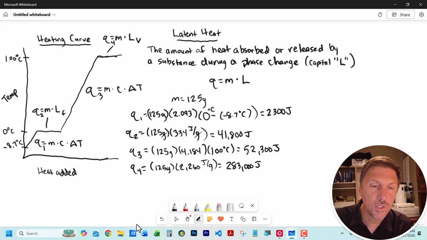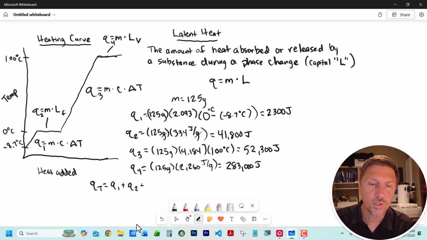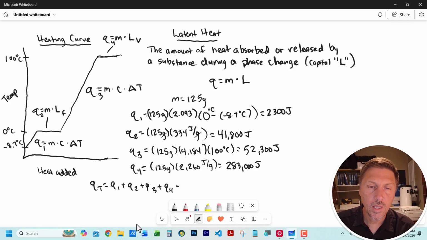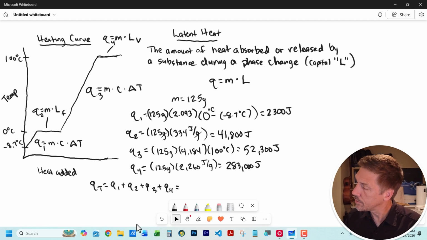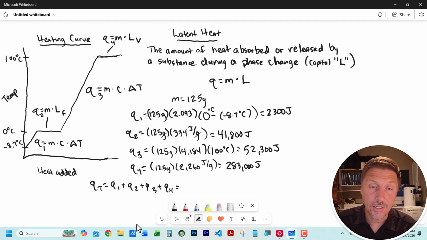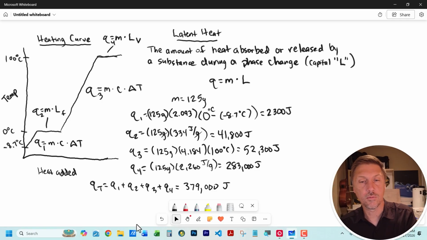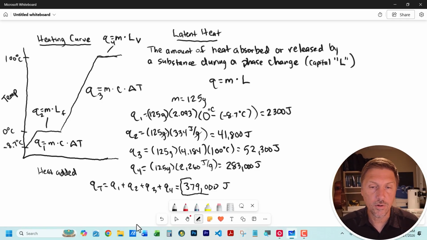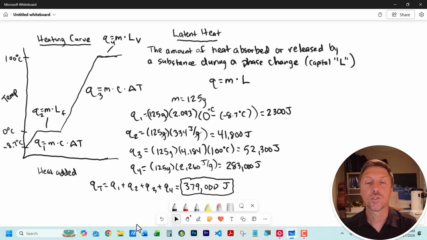So this is going to give us a QT. Again, QT, Q total, is adding all these up: Q1 plus Q2 plus Q3 plus Q4. And when we do the math with that, we get 379,000 joules of energy that is required to fully melt 125 grams of ice. All right, that's the total energy required.